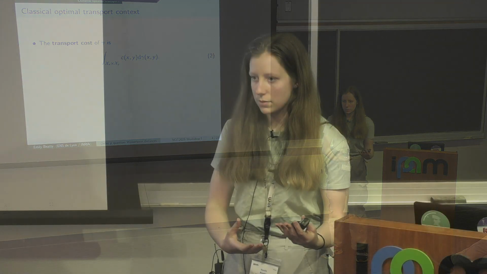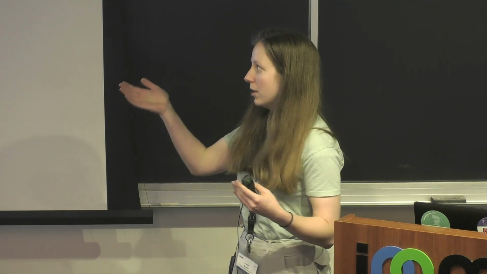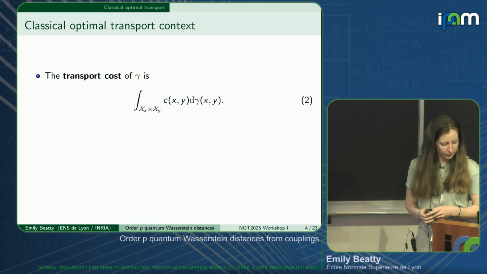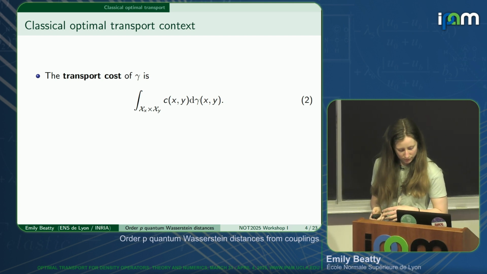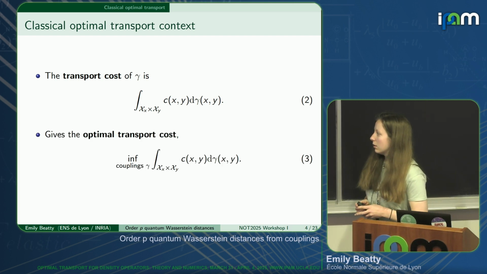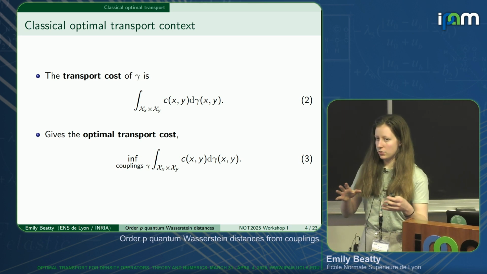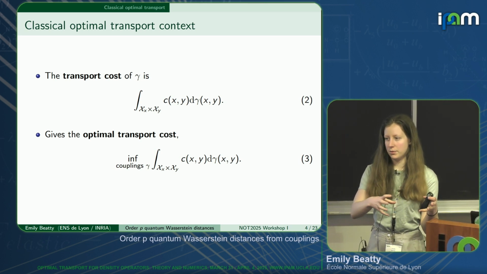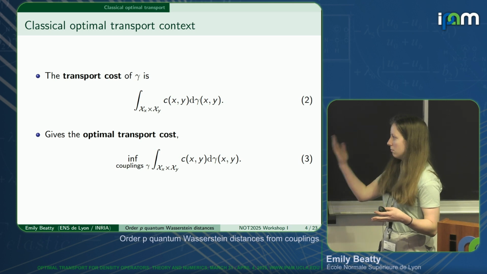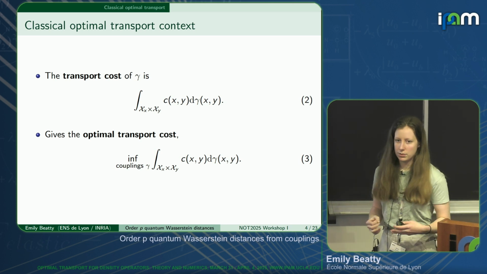We know how much it costs to transport mass from one point to another, and so the natural cost of transporting mass via the instructions provided by gamma is just the integral of the cost over gamma. And then optimizing over these couplings, which are instructions for how to transport the mass of mu onto the mass of nu, you get the minimum cost needed.